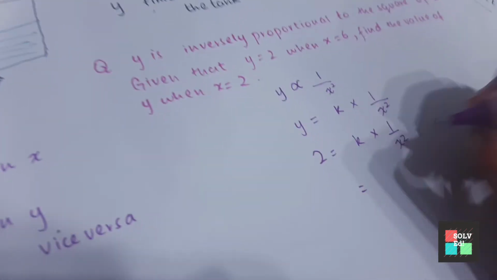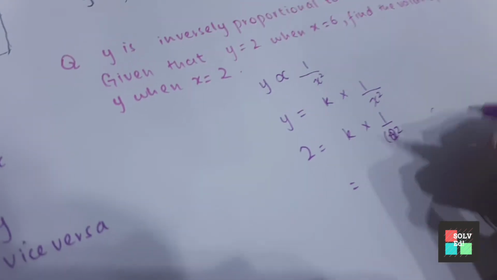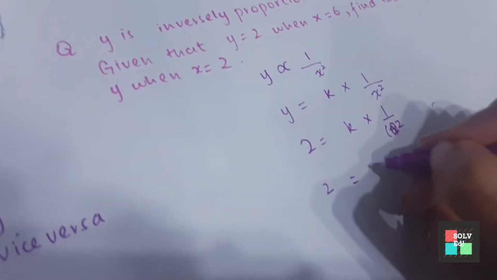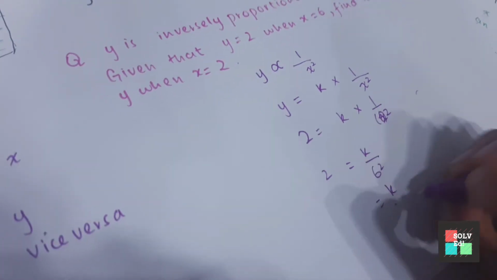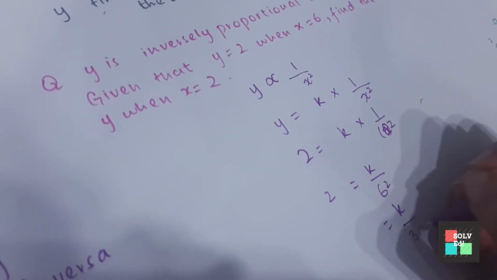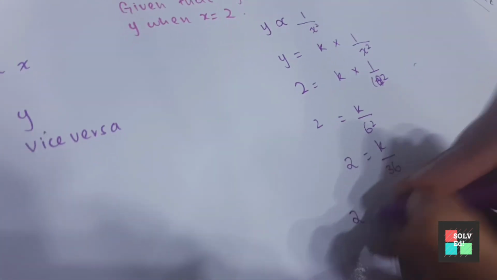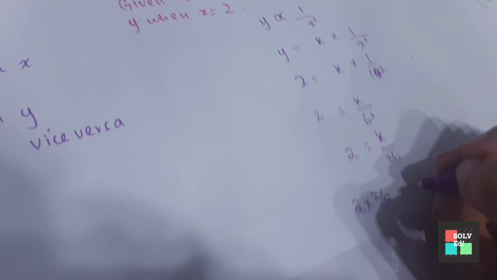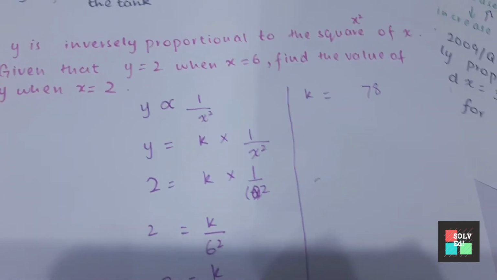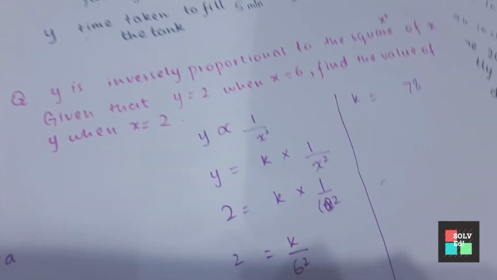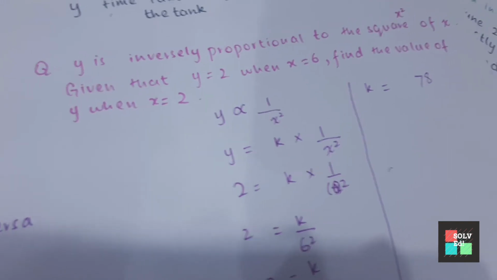X is 6, so 2 equals k over 6 squared, k over 36. And that is further going to be 2 into 36 to give us k. So k equals 72, if I'm not wrong. I'm going to write this into the formula. We're not done yet. We have to derive the formula.